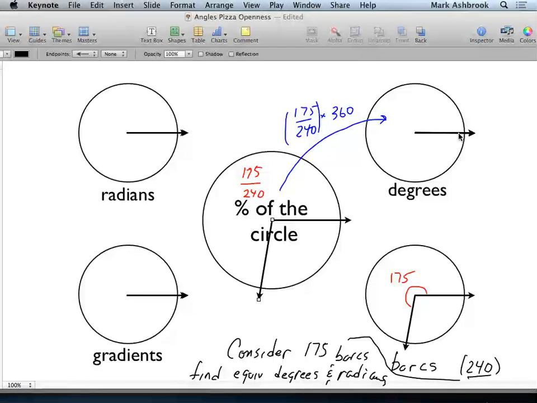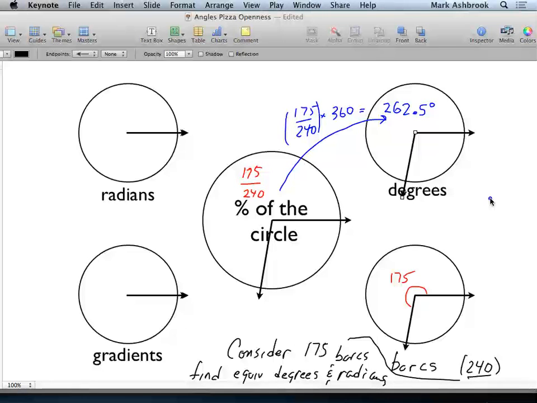Where am I going to put the terminal side? Same place. Openness doesn't change. All right, let's get it. Now let's get an approximation, because degrees are something we can kind of latch onto here. 262.5 degrees is equivalent to 175 barks.